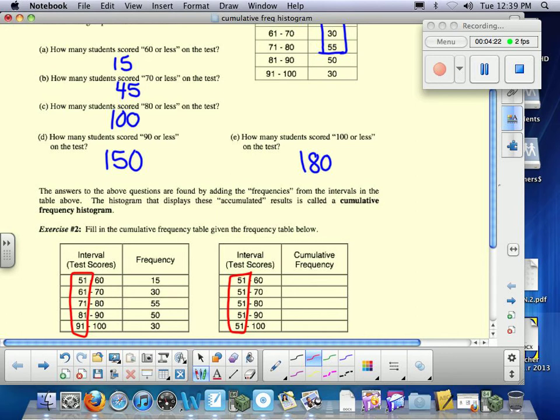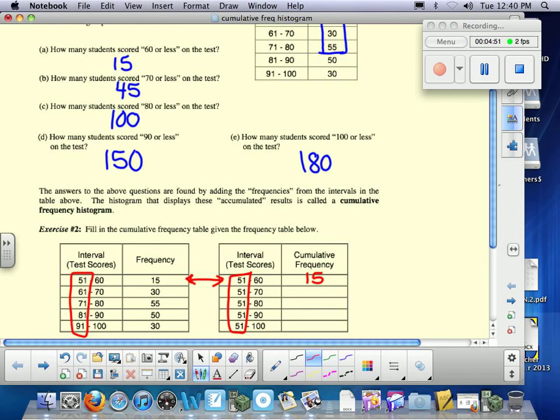Yeah, in a cumulative frequency table, that first number stays the same. We're always going back to that beginning interval, and we are accumulating, in this case, more grades. So the way we fill it in, the first interval is almost always the same. These two are almost always the same. As a matter of fact, I've never seen one where they're not, so we'll say they're always the same.